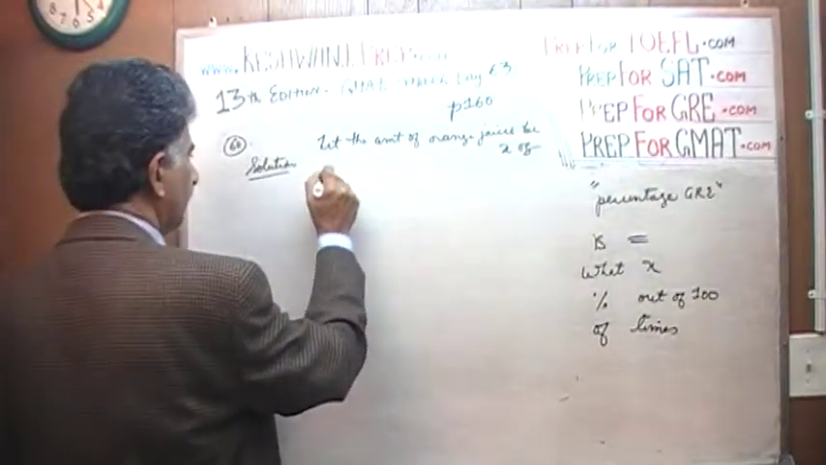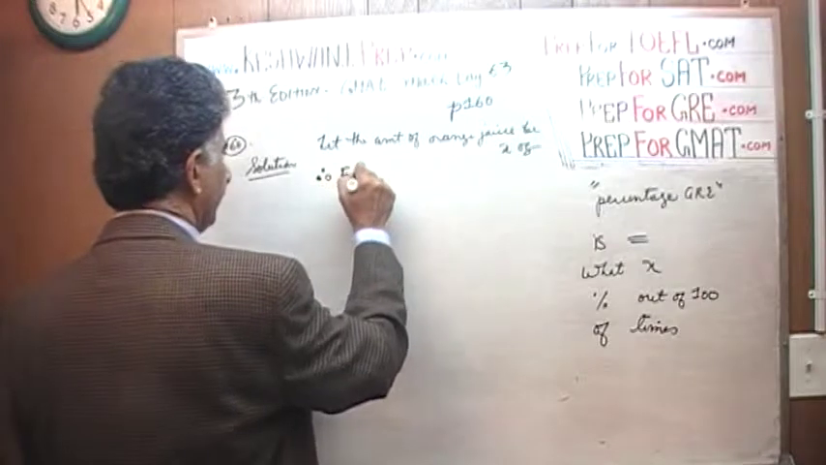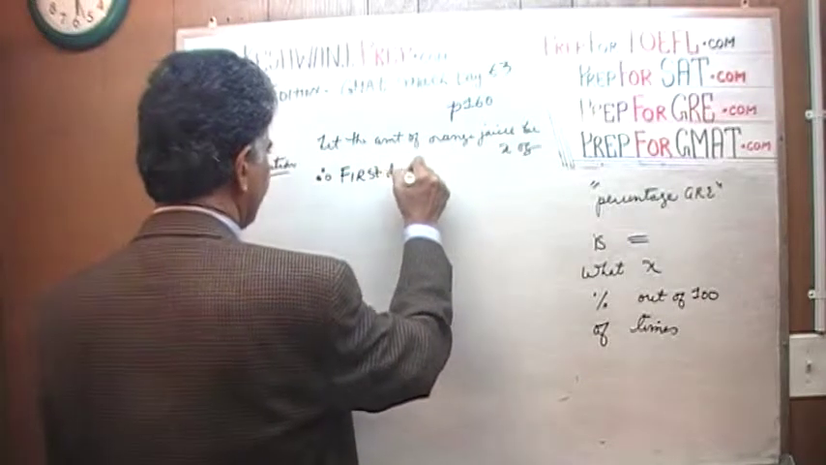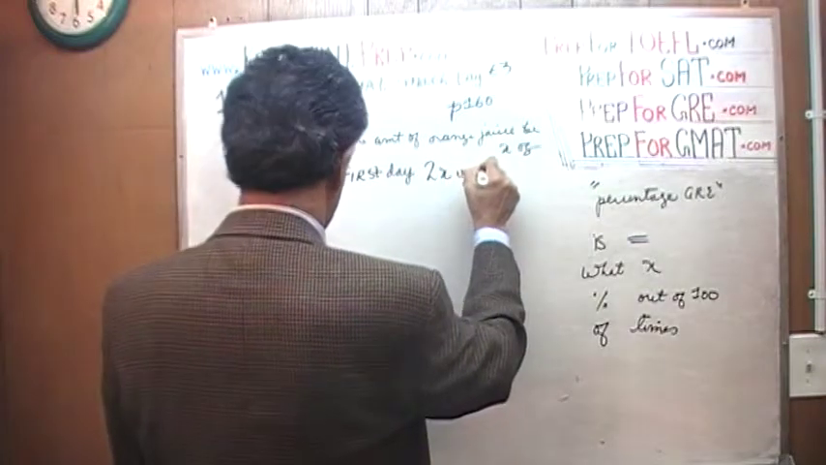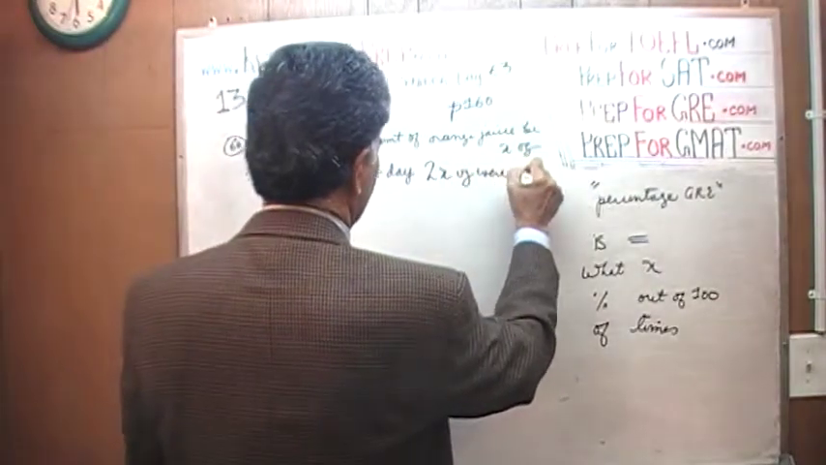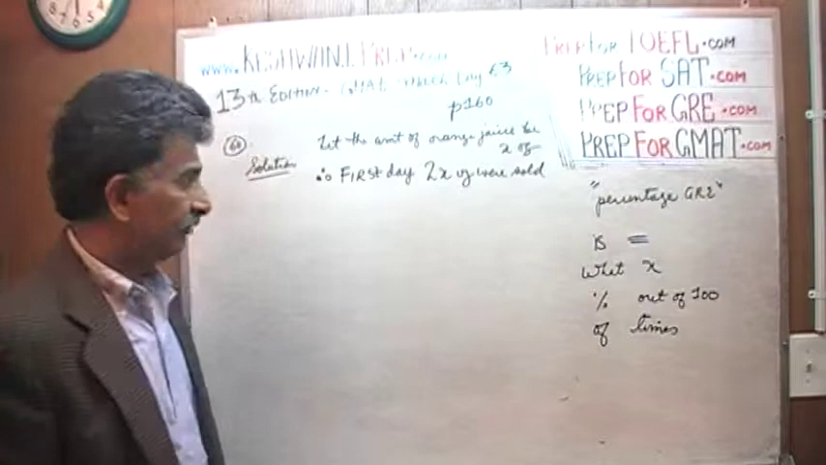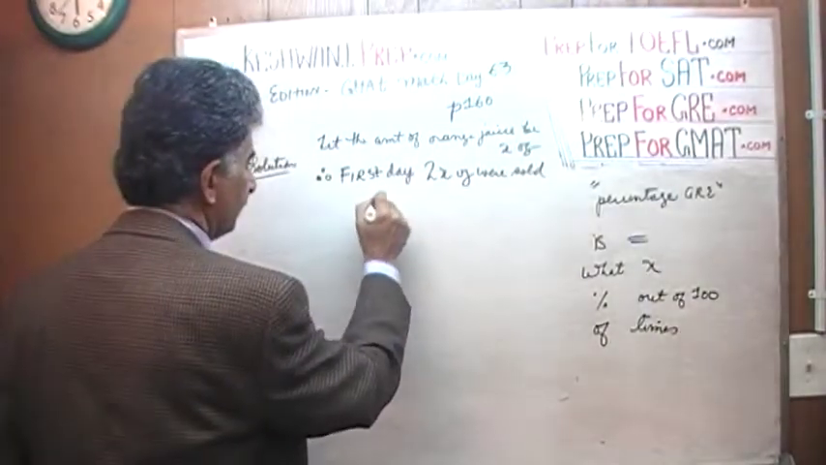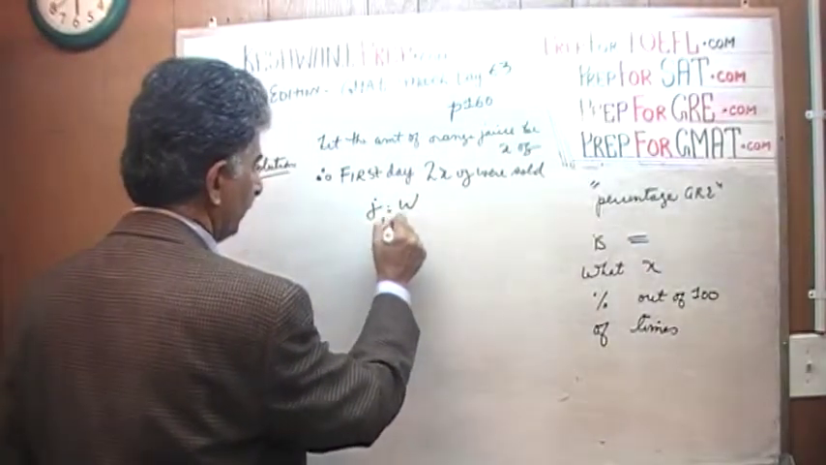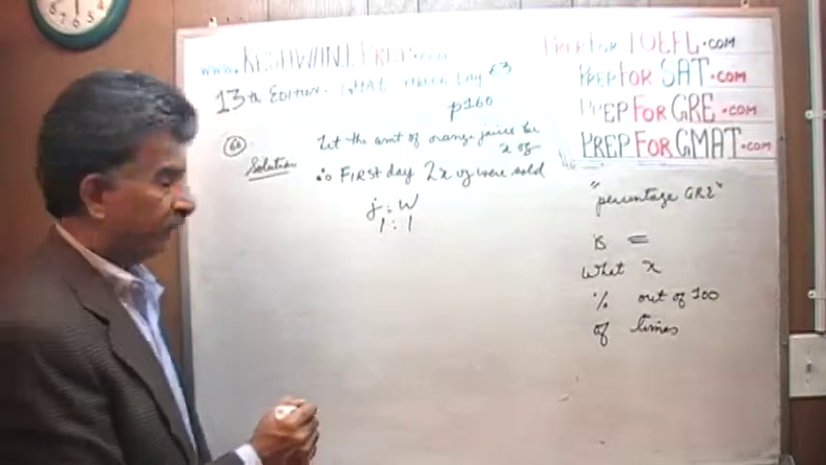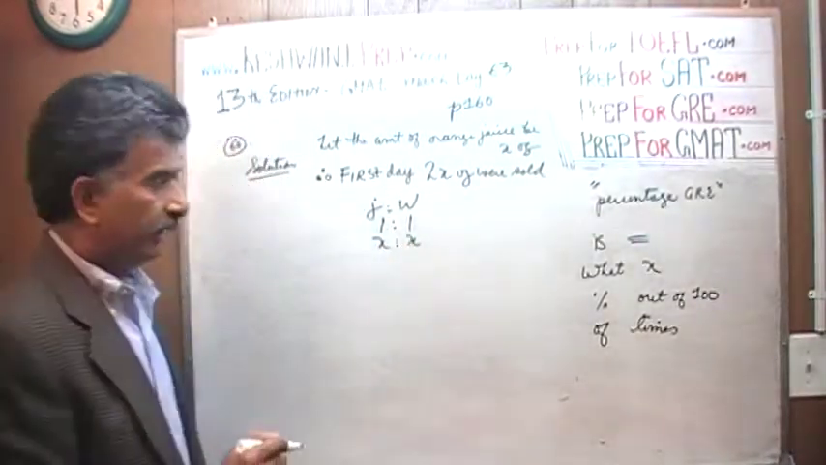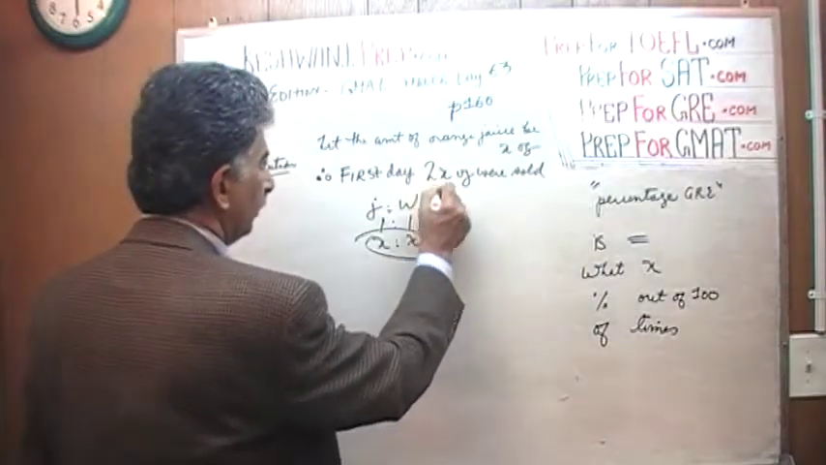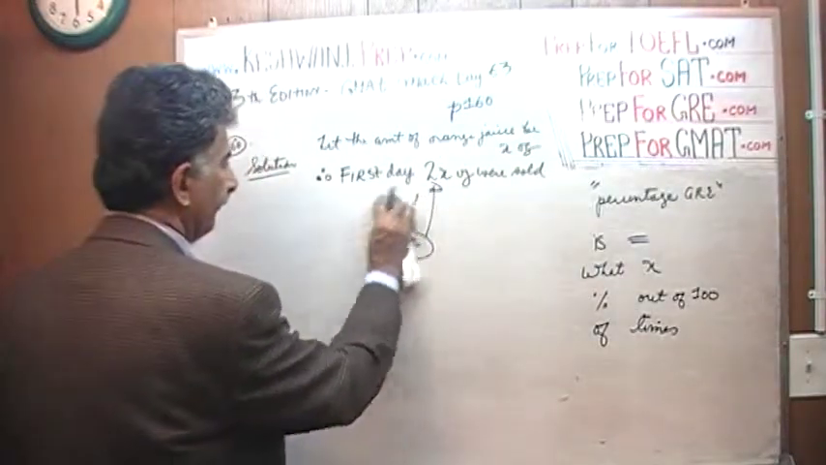Therefore, on the first day, 2X ounces were sold. Why 2X ounces? Because here's the juice, here's the water, the ratio is 1:1. On the first day, if he had X ounces of orange juice, he had X ounces of water. To combine, he must have sold 2X ounces on the first day.